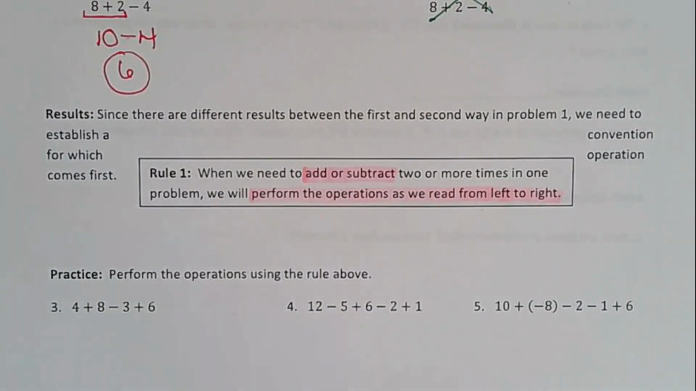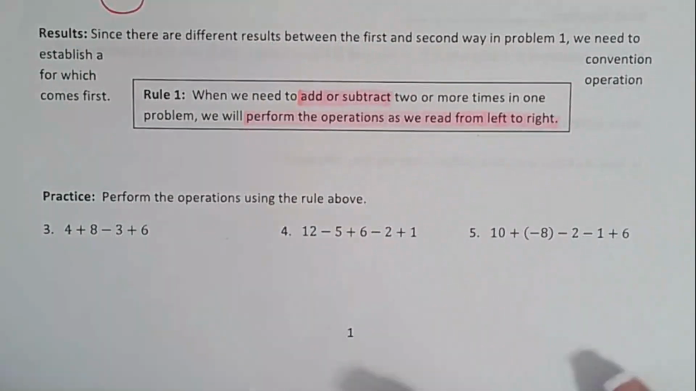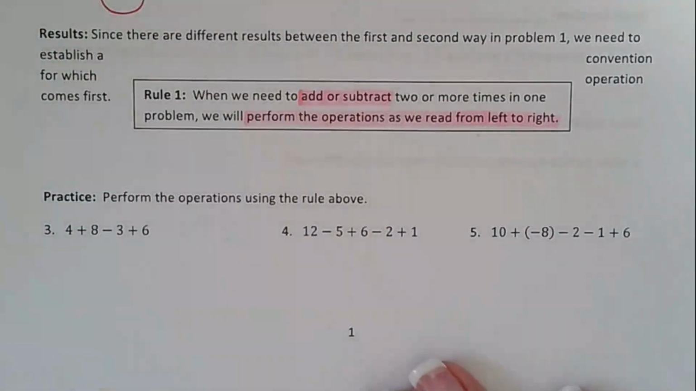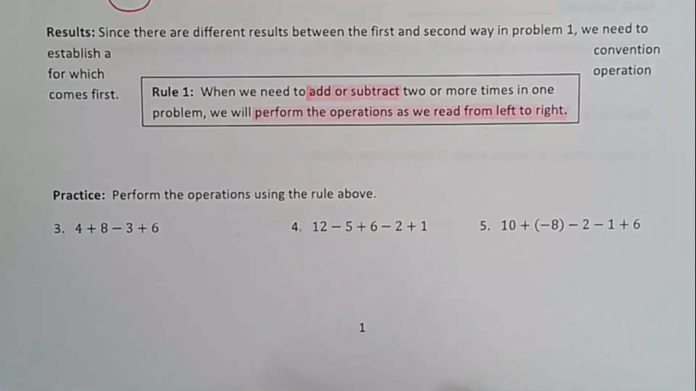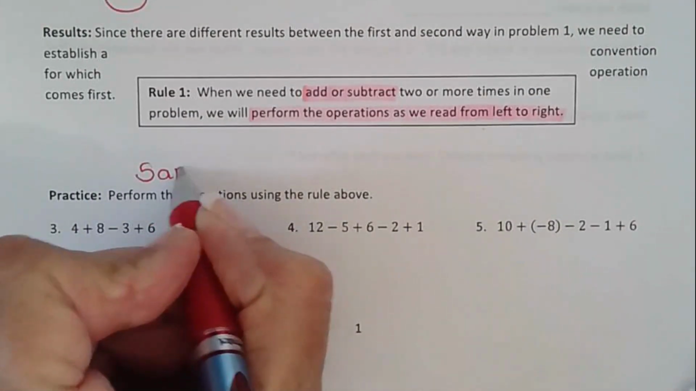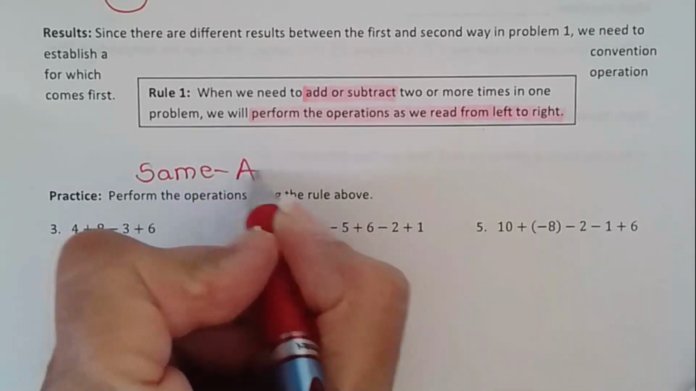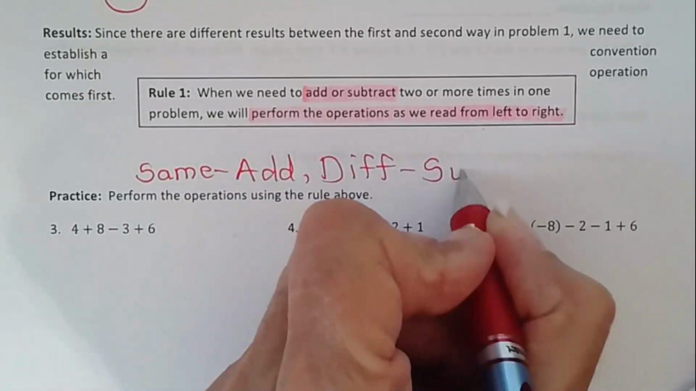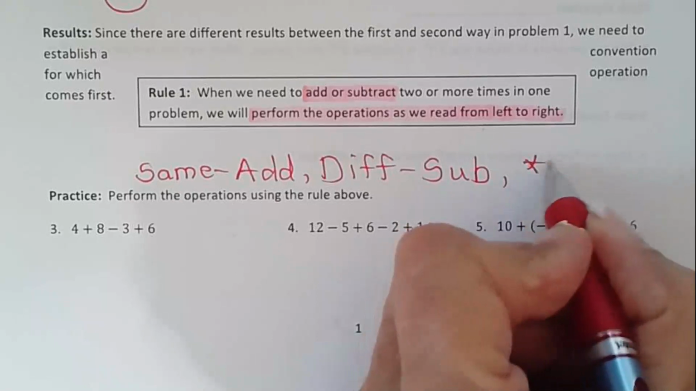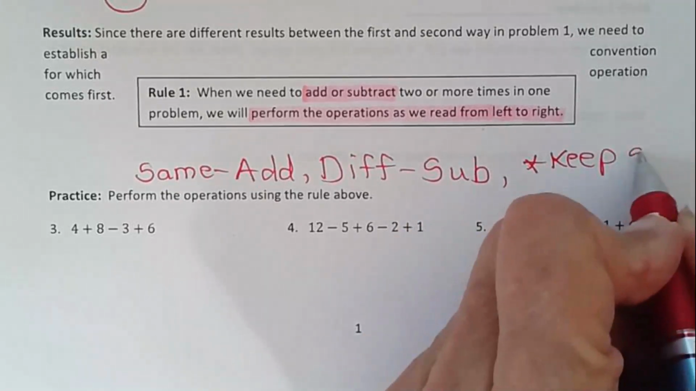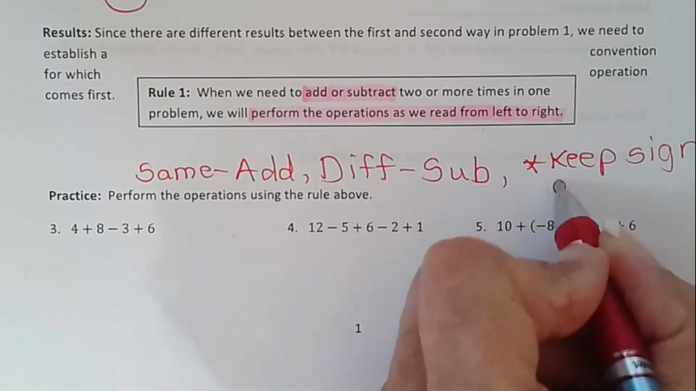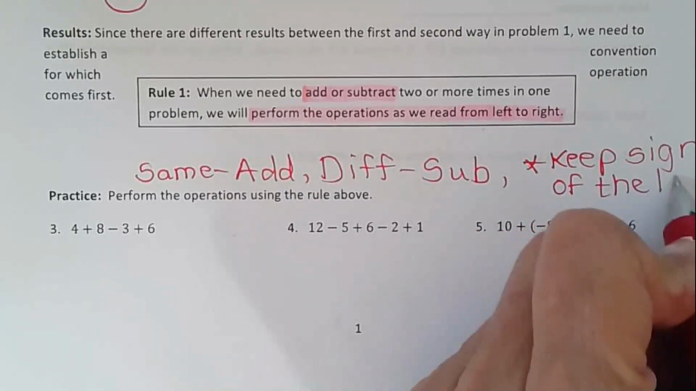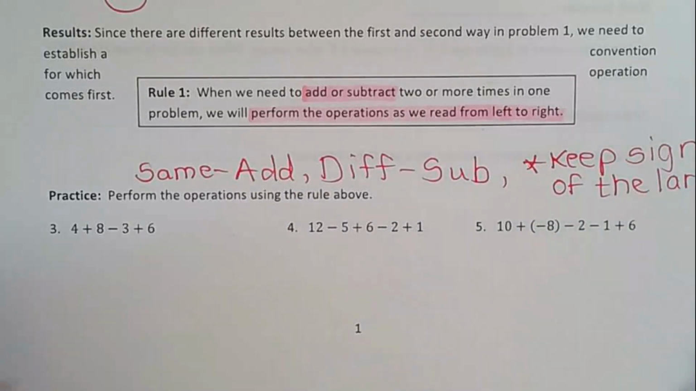So how about we do 3 and 4 together, and then you can turn off the video and try 5 on your own. And you will see there's going to be positive and negative, so you have to remember your rules. Same, add, different, subtract. So when you see this problem on your test, write that. Write on your paper just to remind you. Same, add, different, subtract. Keep the sign of the larger. It's of the larger absolute value, but we won't write that because we know what we're talking about here. Keep sign of the larger.